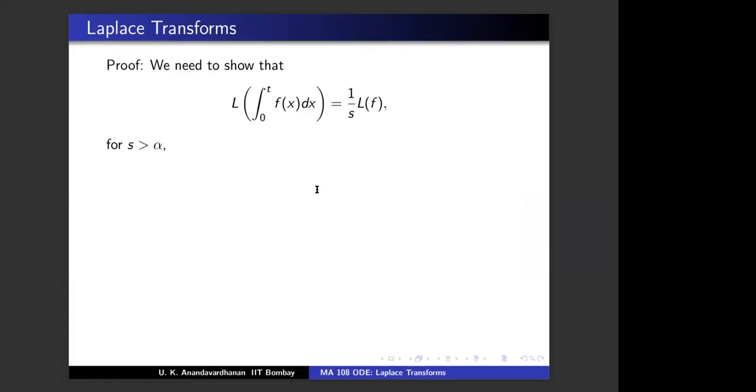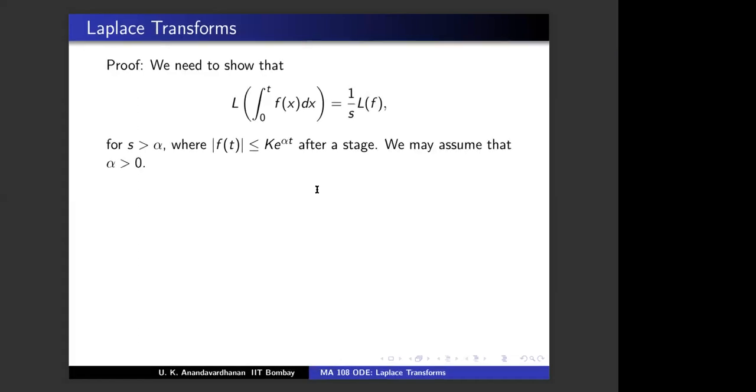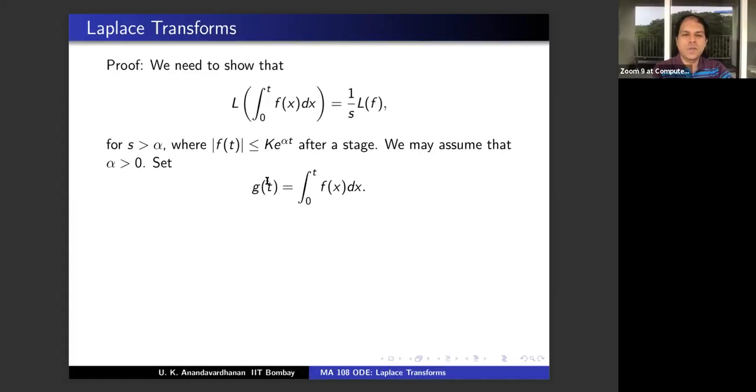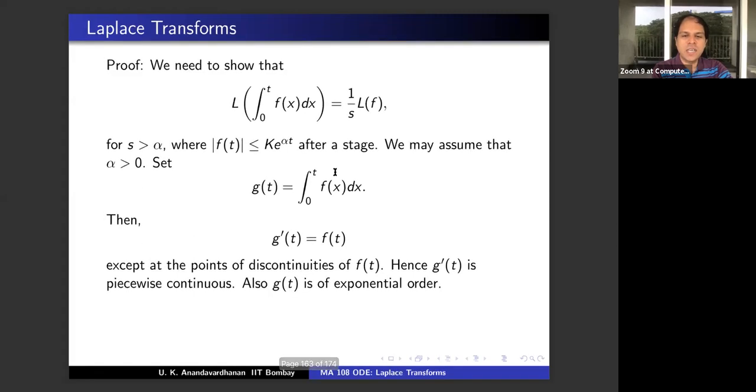We need to show that L of this is 1 by S L of f for S bigger than alpha. And this is given to you after a stage. You may assume alpha is positive and you are going to take g of t as the integral from 0 to t of f(x) dx. So what do you know? g prime equals f, so g prime of t is f of t. This holds except at the points of discontinuity, but that doesn't matter because finitely many discontinuities are allowed. So g prime of t is piecewise continuous and g of t is of exponential order.